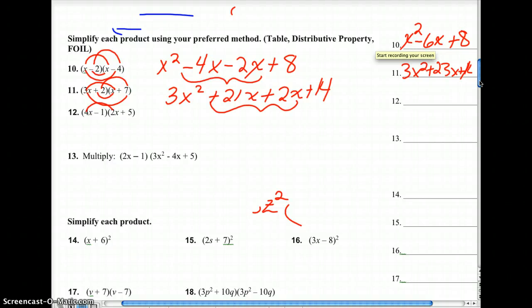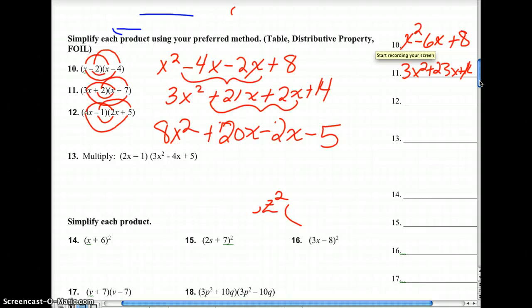FOILing again. 4x times 2x is 8x squared. 4x times 5 on the outside gives me a 20x. Minus 1 times 2x on the inside gives me minus 2x. And my last is negative 1 times 5, giving me a minus 5. Combining the O and the I gives me 8x squared plus 18x minus 5.